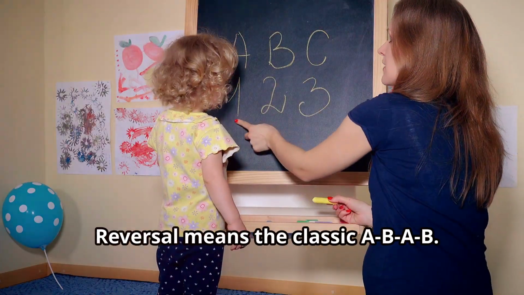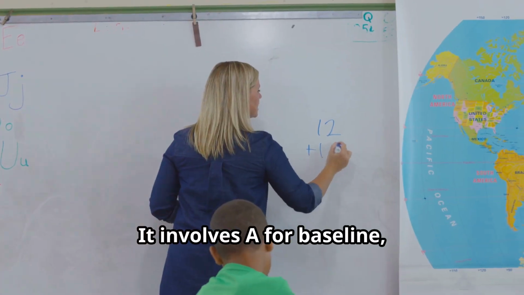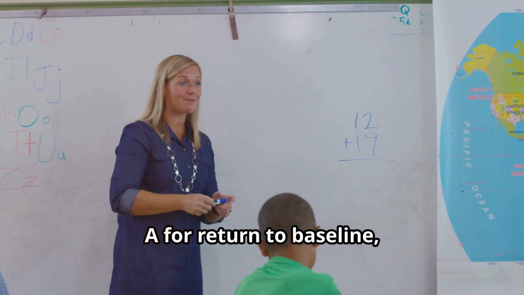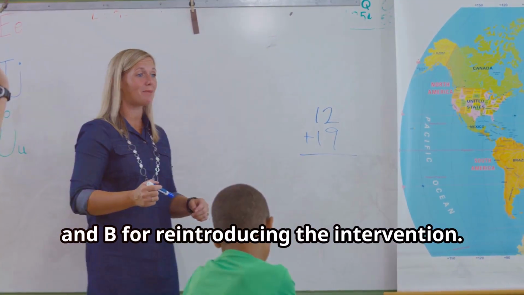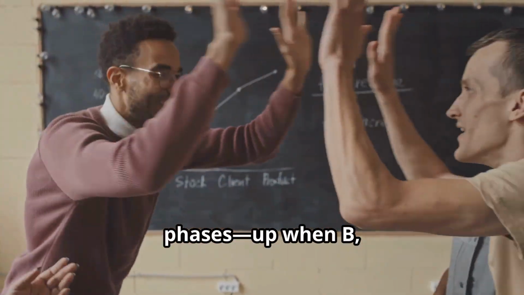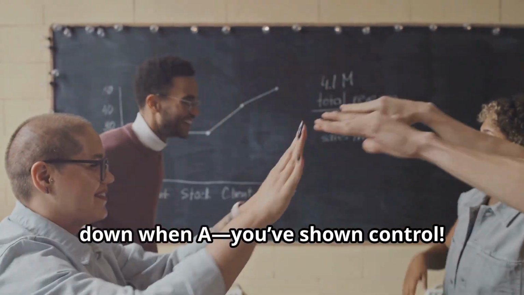Reversal means the classic ABAB. It involves A for baseline, B for intervention, A for return to baseline, and B for reintroducing the intervention. If behavior changes systematically with phases, up when B, down when A, you've shown control.